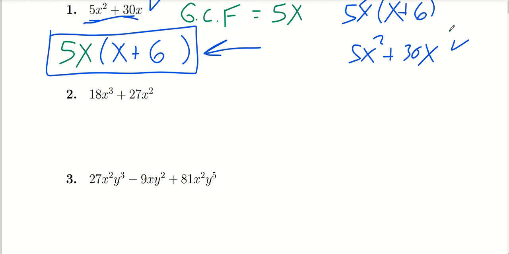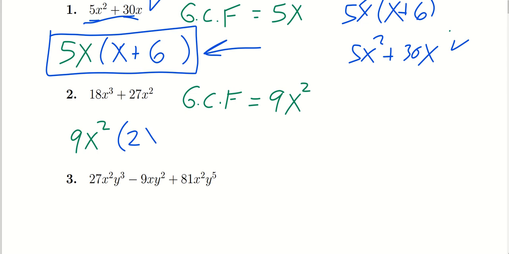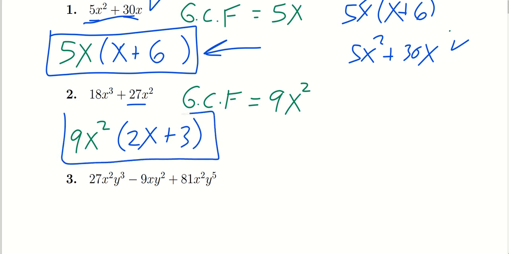Let's take a look at the next one. We want to begin by looking for the GCF. And again, there is a GCF. The coefficients are all divisible by 9. And x squared is the smallest power that's common to all of the variable terms. So we're going to factor out the GCF of 9x squared. When we factor the 9x squared out of the first term, we're going to be left with a 2x plus, when we factor a 9x squared out of the second term, we're going to be left with a plus 3. So the final answer should be 9x squared times 2x plus 3.